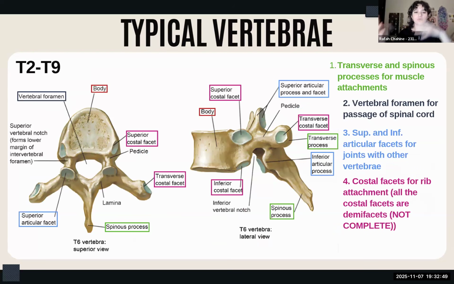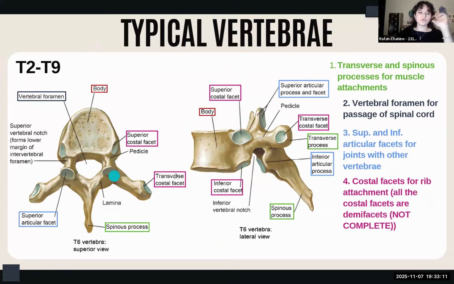Now we're gonna move on to typical vertebrae because I told you everything in the thorax is typical and atypical. Now, this is gonna look like a lot, but we're gonna go through it step by step, okay? So, typical vertebrae are T2 to T9, okay? Sorry, major glitch. So typical vertebrae are T2 to T9. They all also follow a default design.